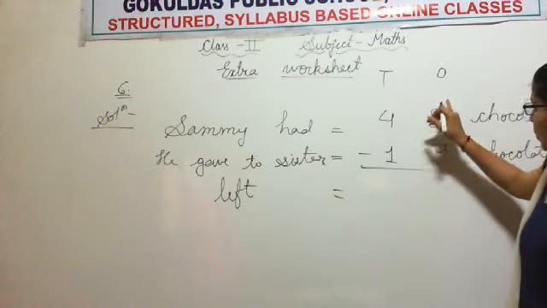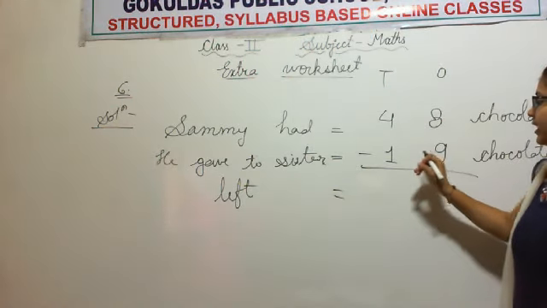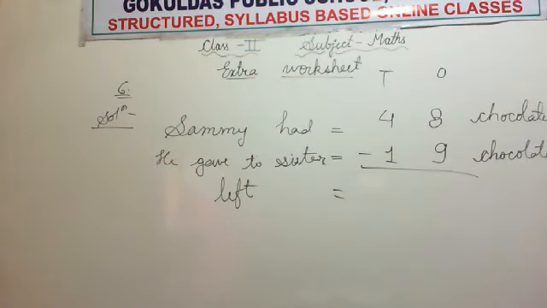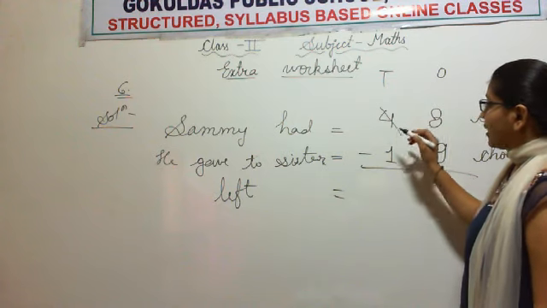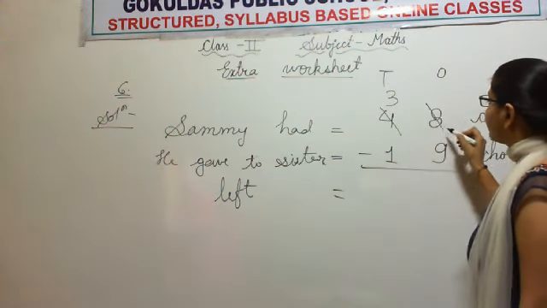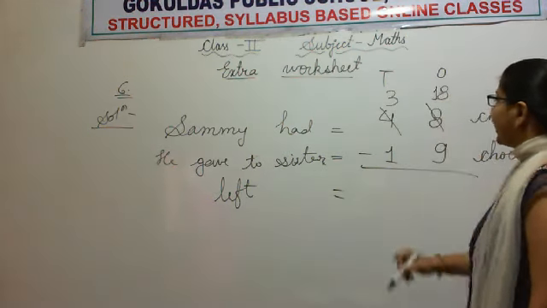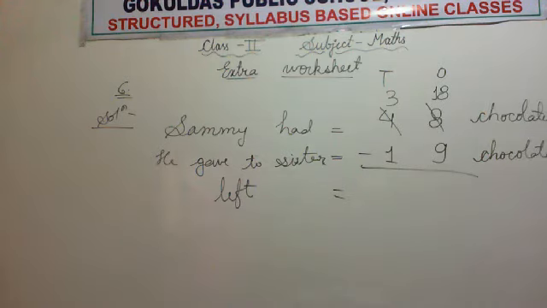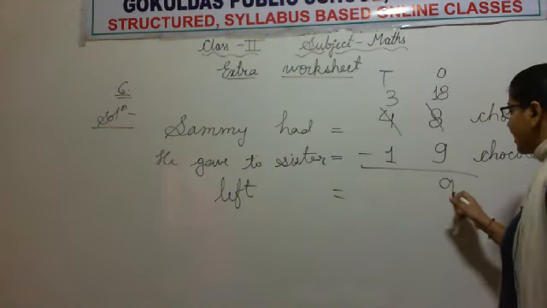So, starting from the ones place, 8 minus 9. Now, can we subtract 9 from 8? Yes or no? No, because 9 is the bigger number. So, for making this number bigger, we will borrow a 10. This 4 will become 3 and this 8 will become 18. So, 18 minus 9. All of you subtract 9 from 18. Very good. It is 9. So let's write the 9.